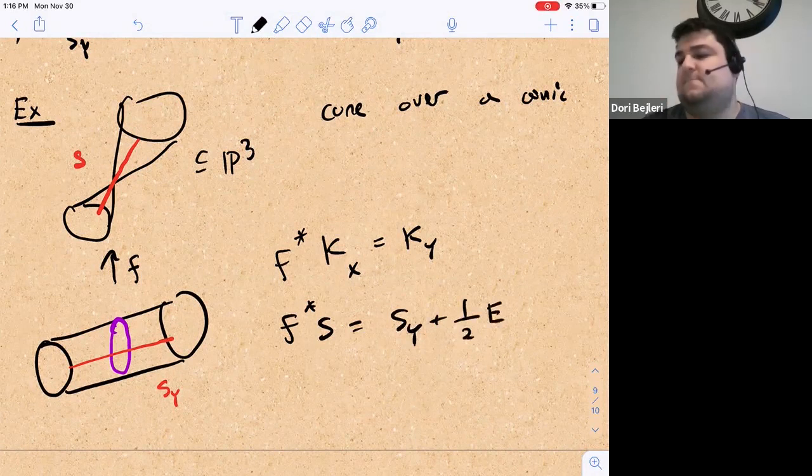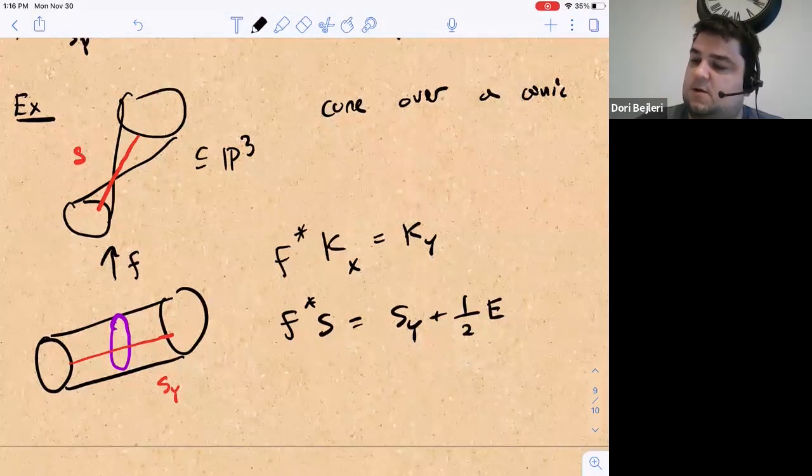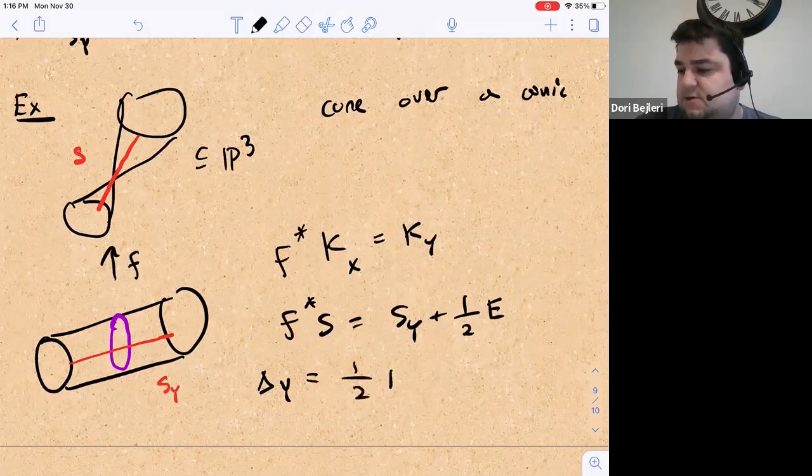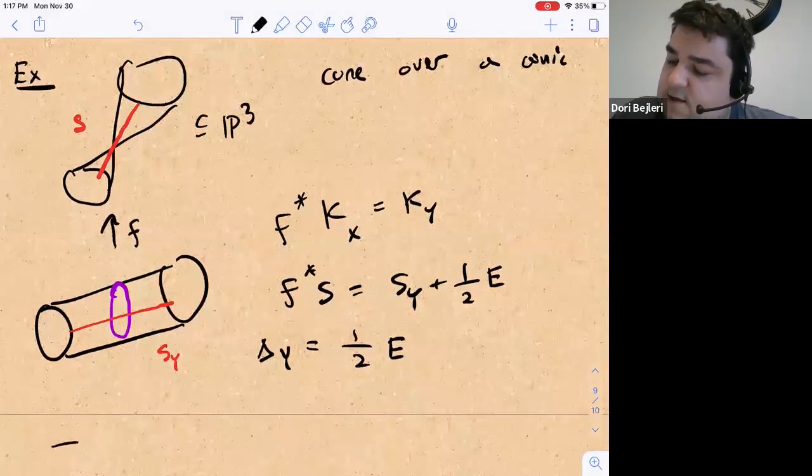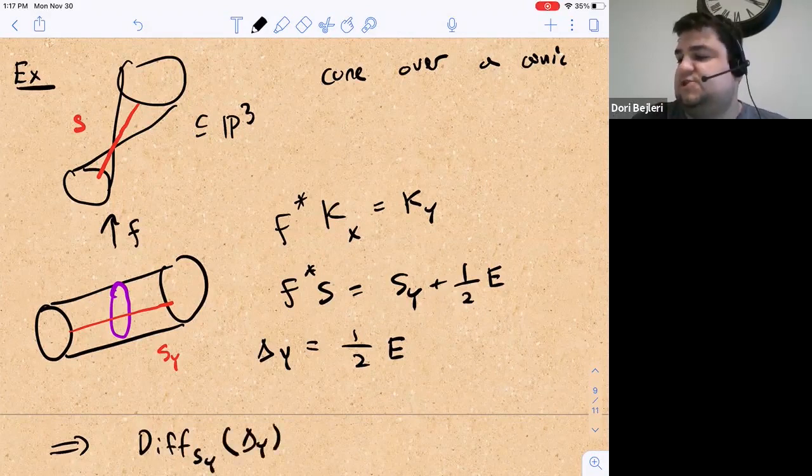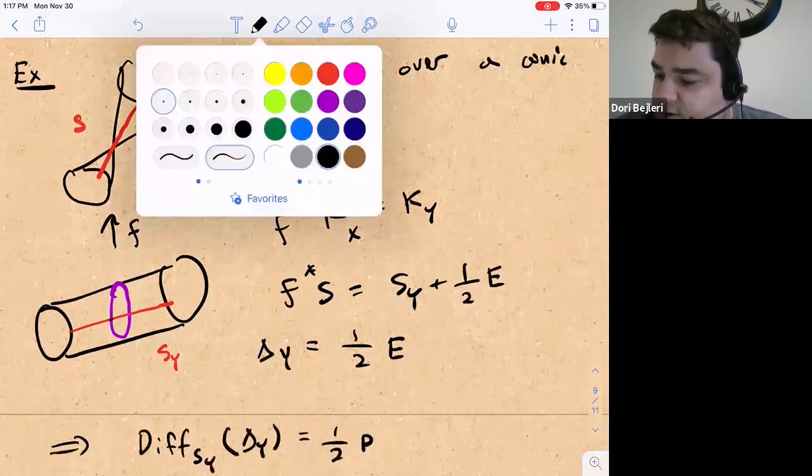exceptional. And so upstairs, Δ_Y is 1/2 the exceptional. That's the divisor that satisfies the equality that the push forward is the divisor downstairs. Well, there's no other Δ downstairs, so then the push forward of this exceptional is 0, so that works. And also that the pullback of the log canonical is the log canonical of this Δ_Y. Well, that's what these two formulas are telling us. So then this tells us that the different on S_Y of Δ_Y, well, that's just the restriction. So E · S_Y is just that one point lying over the cone point. And so this different is 1/2 times this P lying over the cone point.